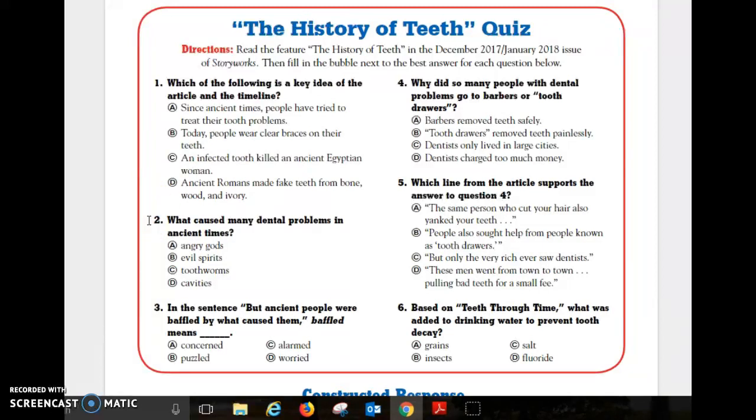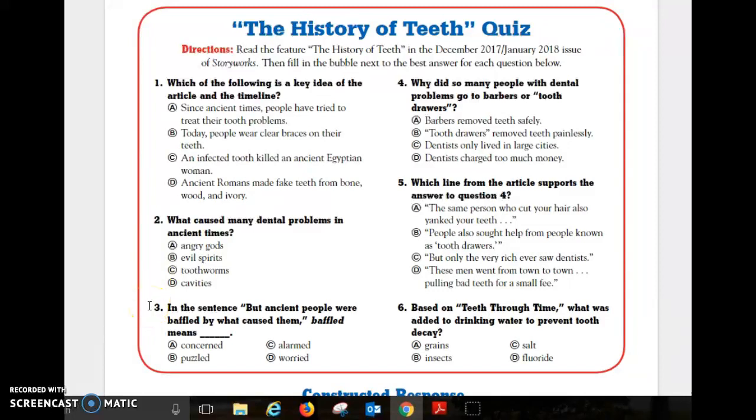Number 2. What caused many dental problems in ancient times? A. Angry gods. B. Evil spirits. C. Toothworms. D. Cavities. What caused many dental problems in ancient times?